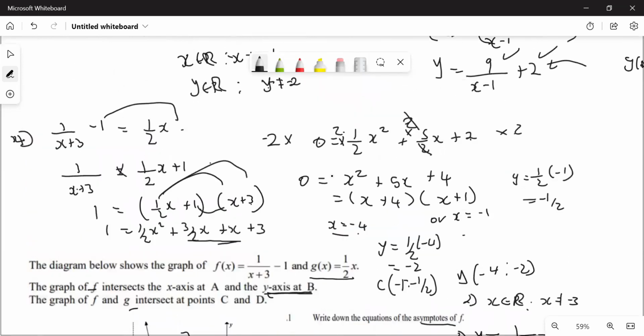it's going to be 6 marks for a question like this one. Equating these two. Simplification, putting it in a standard form. Getting both x values, D, and then getting C. 1, 2, 3, 4, 5, 6. So you get your 6 marks.